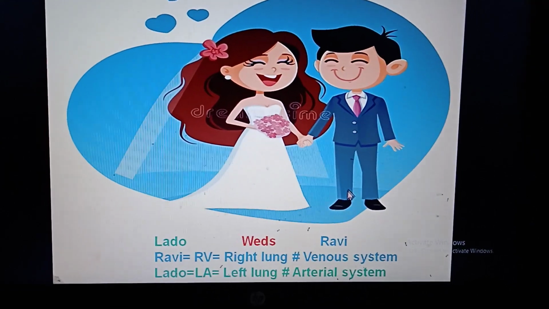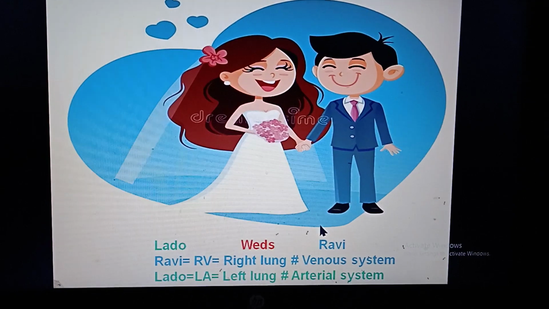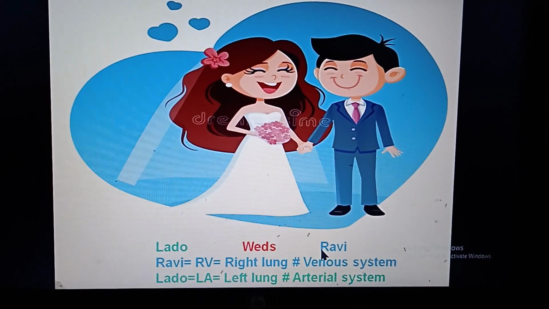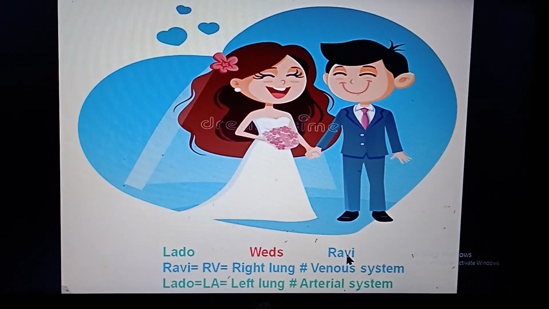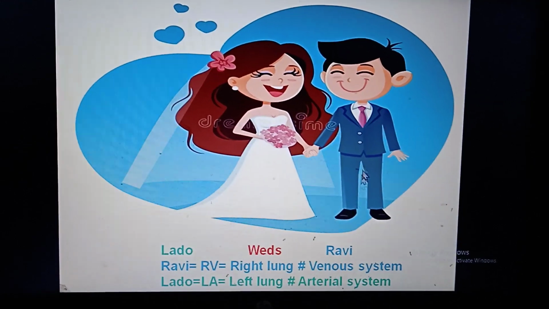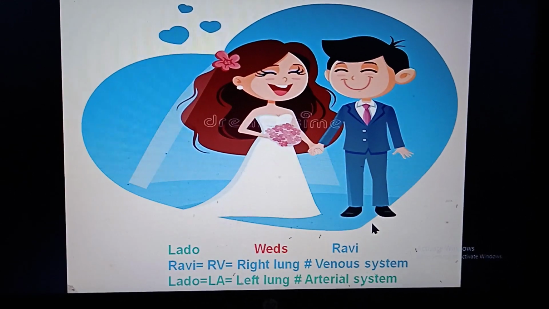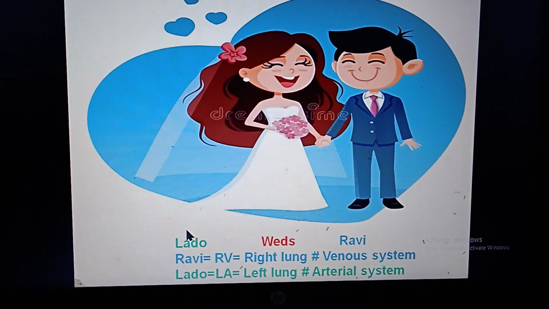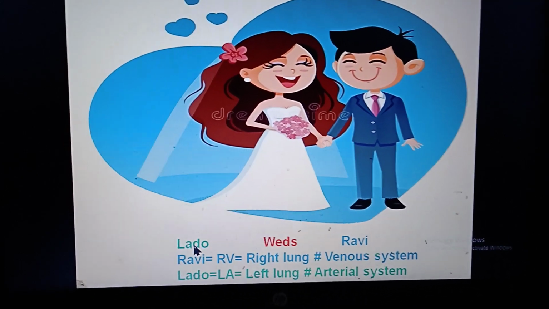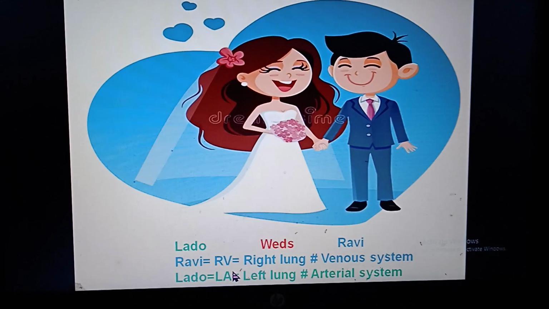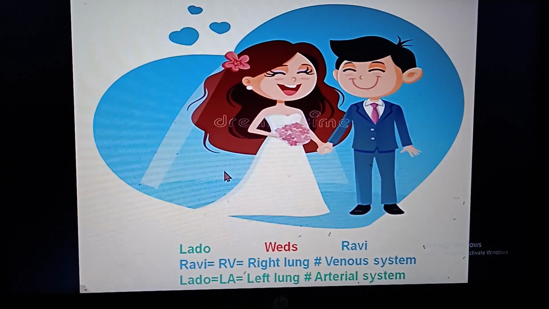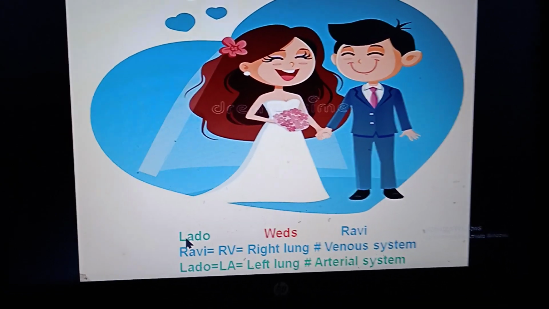Ravi, that is husband, right lung. So R for right lung and V for Vena system. Right lung on the mediastinal surface mainly has got Vena system impression. Where is the Lado, that is left lung, has got impression of arterial system. So LA, Lado.